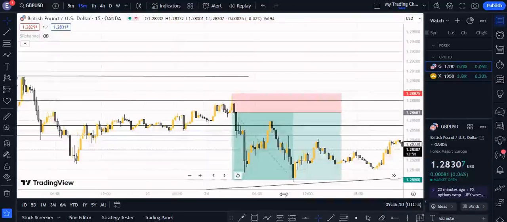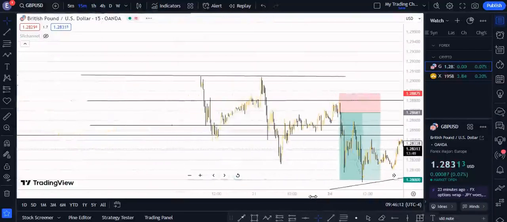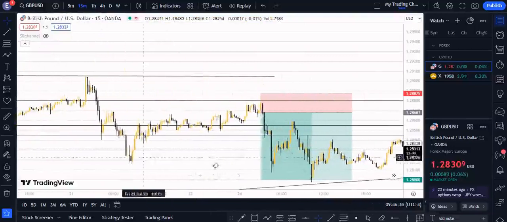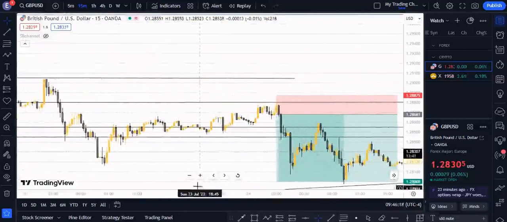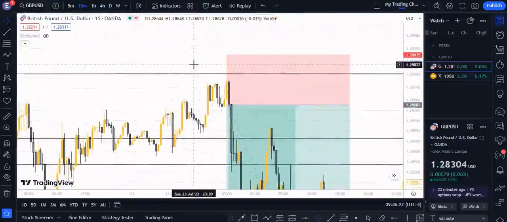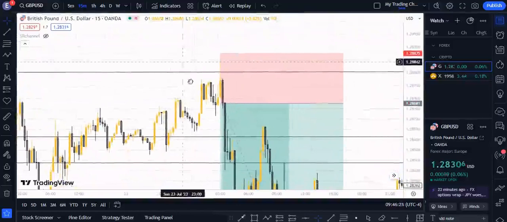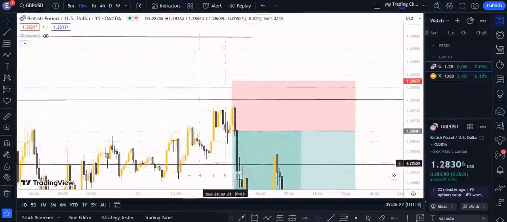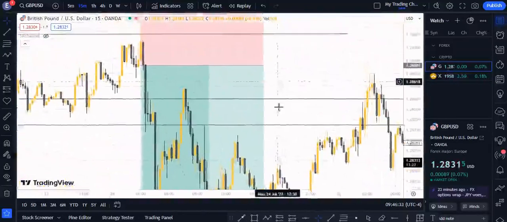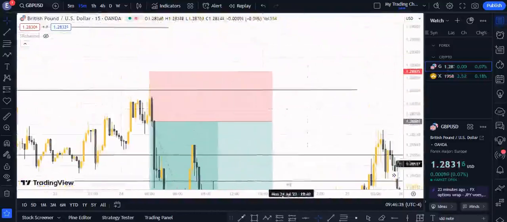Now what gave us the prediction that the market is going to shoot to the downside? You can see something right here. The same thing that the market made on gold, it did again on this GBP USD as well.